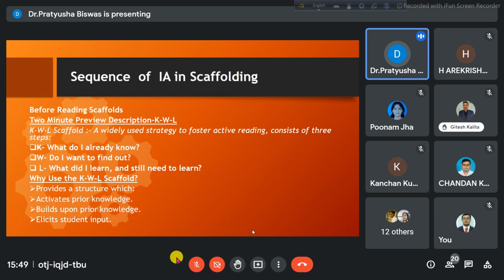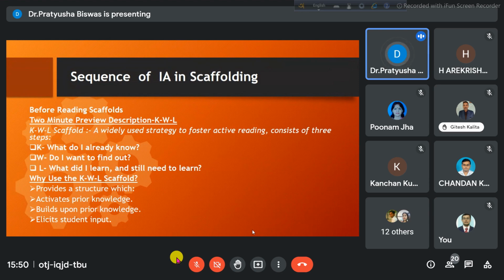Now what is KWL? KWL is know, want, and learn. When we have the curiosity to know the knowledge, to achieve it more, that is where the K letter signifies. Then W is our want, our desire to find out more about what we already know or what we want to know. Last is learn: what did I learn and what I still need to learn.